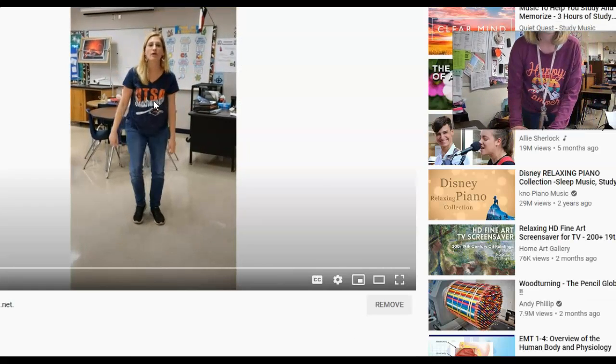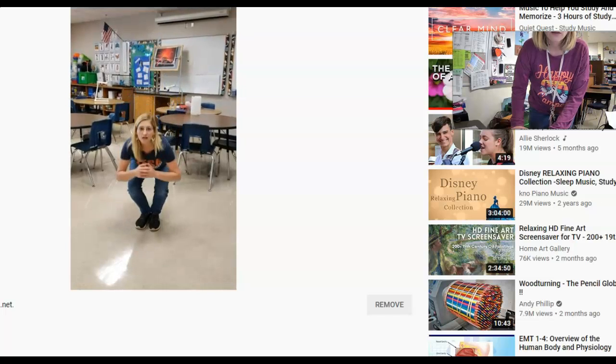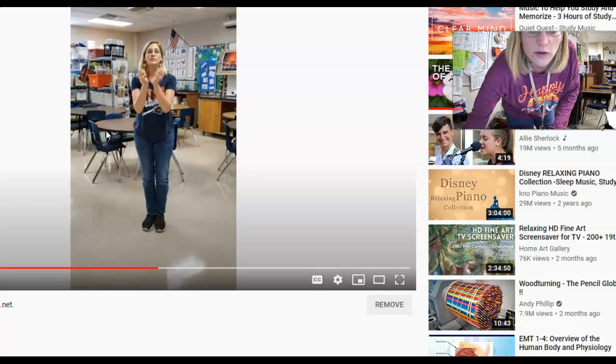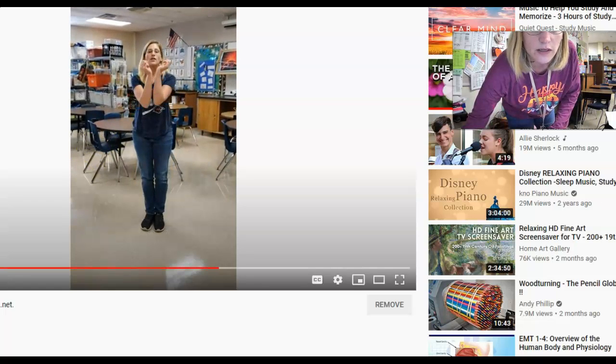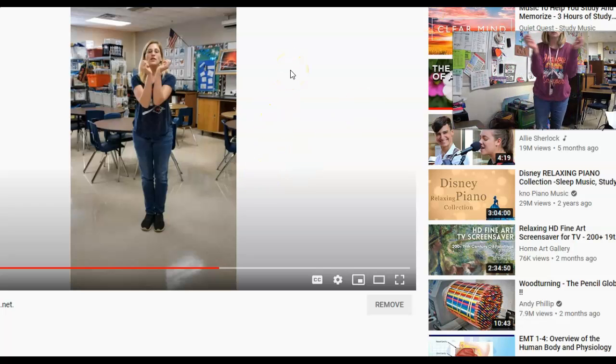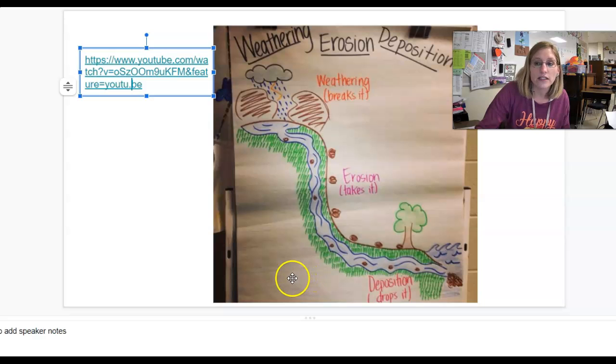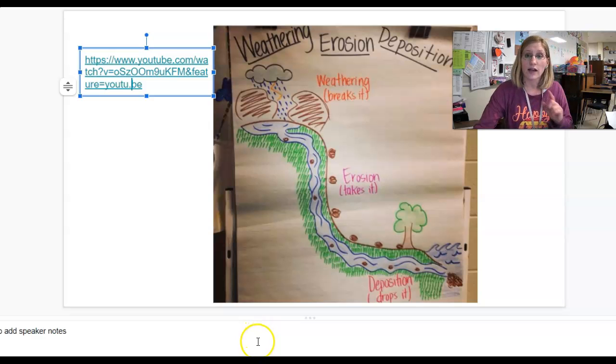Weathering is breaking, erosion is moving, deposition's dropping. So it's weathering is breaking, erosion is moving, and deposition's dropping. Okay, so that's what I want you guys to do is weathering is breaking, erosion is moving, deposition's dropping. Those are some ways that help you remember WED. WED is very important because it starts with a lot of processes. So one of the processes is the process of a rock. It's process of how a rock can break down and move and cause new land and new landforms.